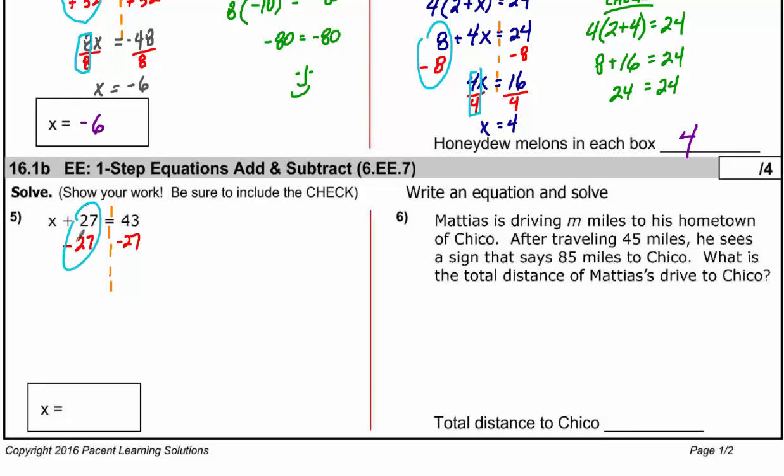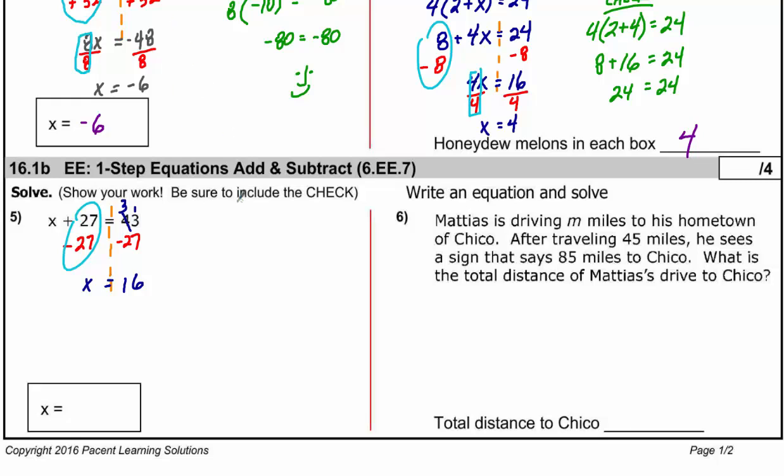That all zeroes out. We're left with x. Over here, 43 take away 27. Well, we need to borrow from that and regroup. 13 take away 7 is 6. 3 take away 2 is 1. I think the answer is 16.